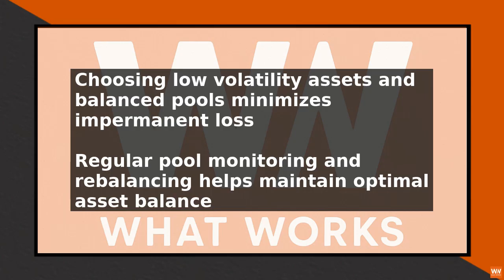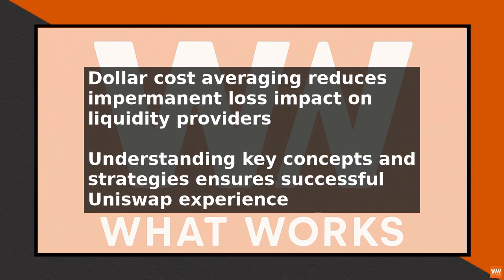In addition to these best practices, liquidity providers can also use strategies such as dollar cost averaging to reduce the impact of impermanent loss. Dollar cost averaging involves investing a fixed amount of money at regular intervals, regardless of the price of the assets. This strategy can help to reduce the impact of price volatility on the pool.